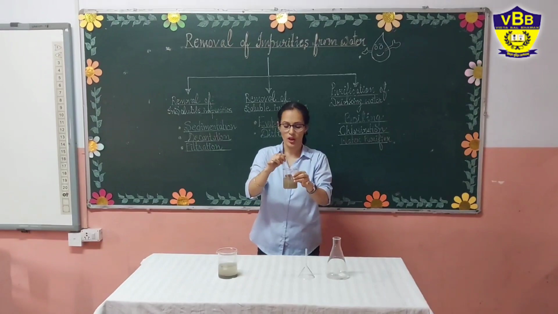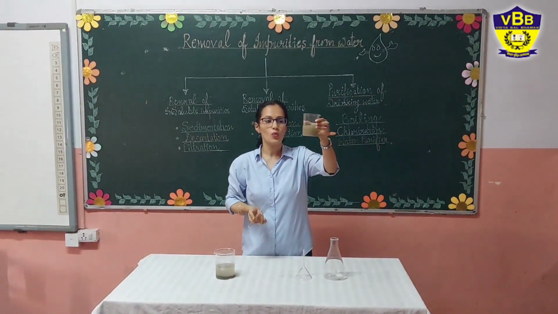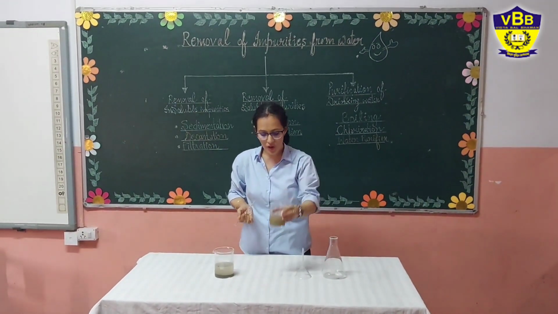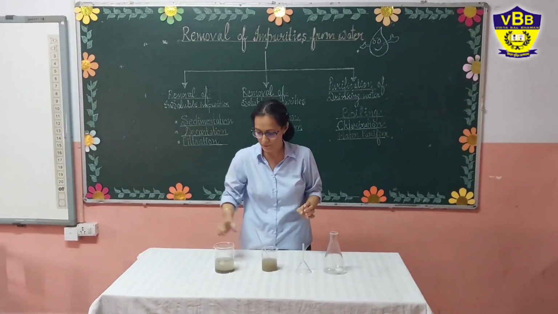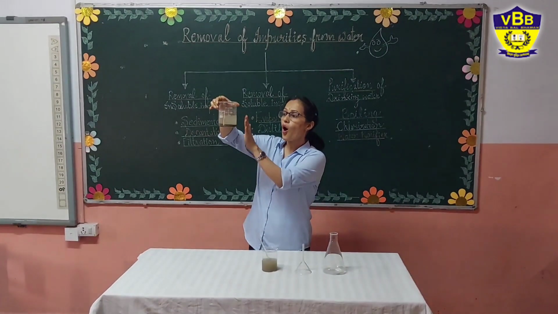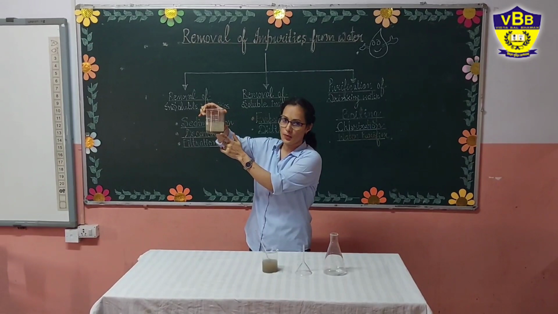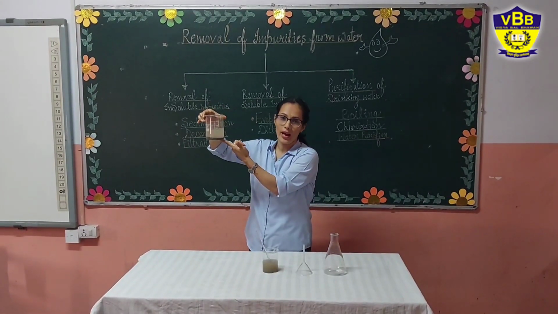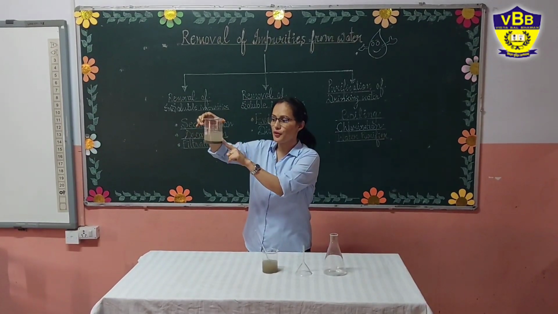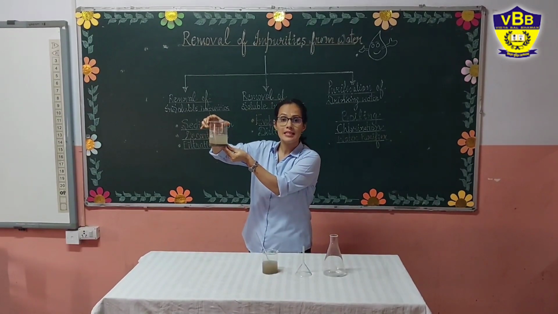What is sedimentation? Now you can see these are insoluble impurities in water. We will let it stand for at least 1 or 2 hours. After 1 or 2 hours, you will find a solution like this. You can clearly see all the impurities which are insoluble in water. They settle down at the bottom, and they are known as sediments. Those impurities which settle down at the bottom are known as sediments.